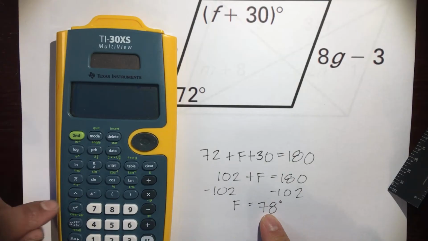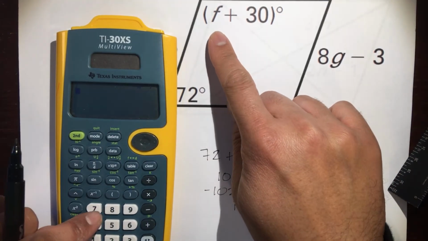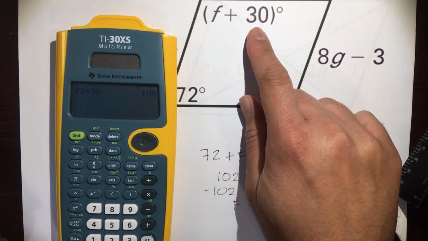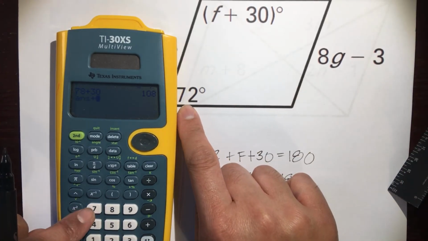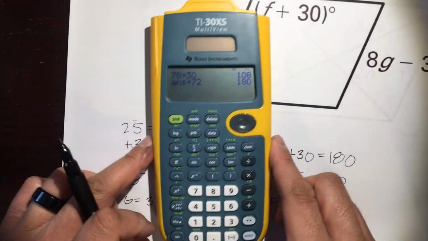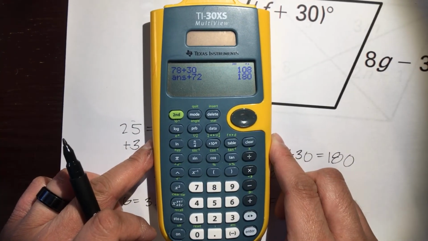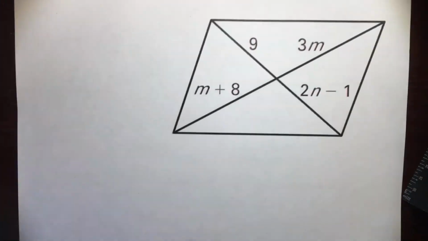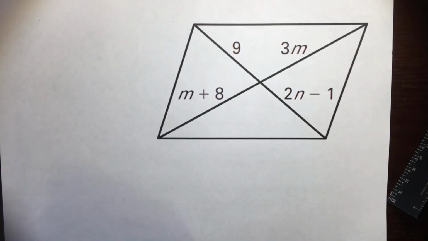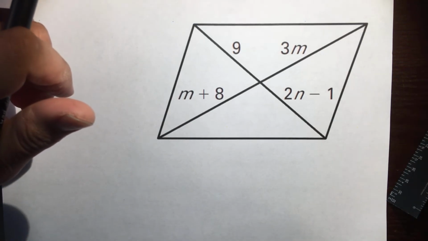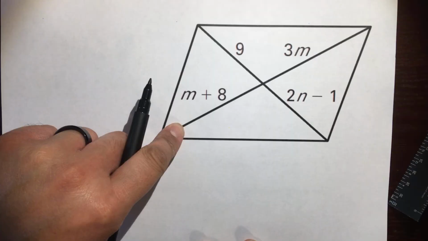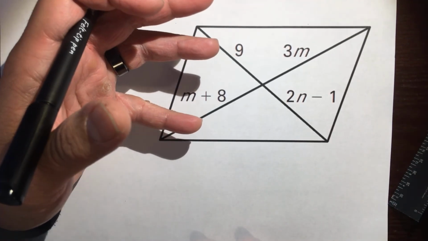If I plug that 78 in here, 78 plus 30 is 108 degrees. And I'm going to add 72. They better add up to 180 because they are supplementary. And yes, there's that 180. All right, and the very last example about parallelograms. Whoa, what do we have here? Well, we have diagonals. We have this diagonal and this diagonal, and we know diagonals bisect each other.